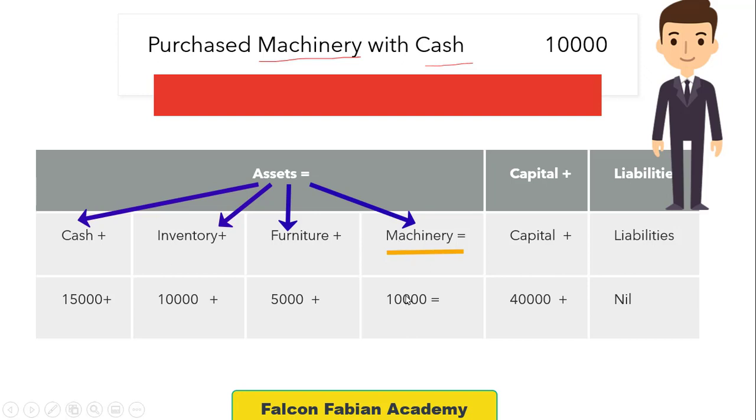Now the machinery was of 10,000 and he paid by cash. Therefore, our cash over here has gone down by 10,000. So it was 25,000 in the previous transaction. Now we are left with only 15,000 in our hand or in the books of business. So let's see what our accounting equation is. So it's assets, and under assets, cash 15,000, inventory 10,000, furniture 5,000, machinery 10,000, and the total of this is 40,000, which is equal to capital, which is 40,000, and liabilities, that is nil.